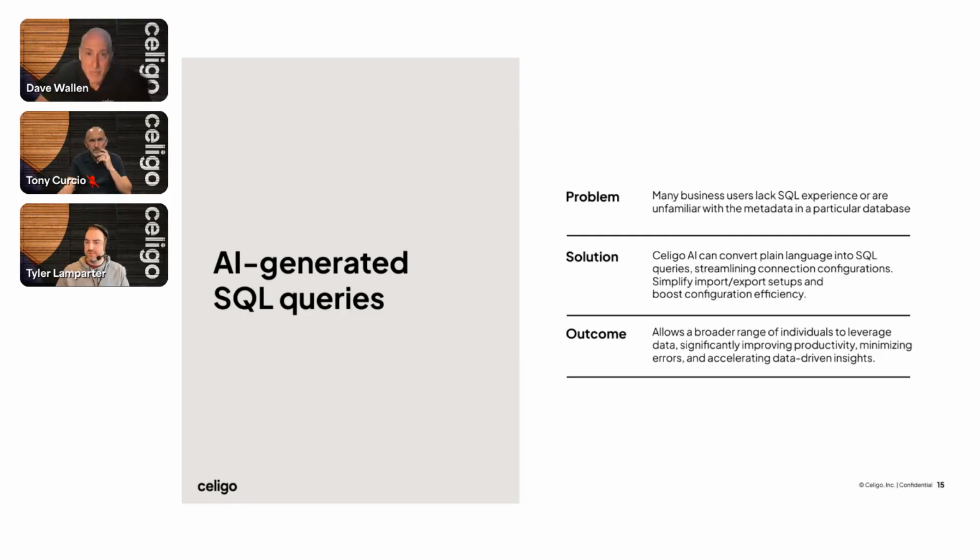And then lastly, at least for code assistance for Celigo AI, is AI generated SQL queries. A lot of our database sources have the ability to use Celigo AI to write SQL queries to grab data from that particular database or to write SQL queries going to that particular database. So just like you had that drop down of Celigo AI, you can ask it to write you a query, whether it's extracting data or importing data.